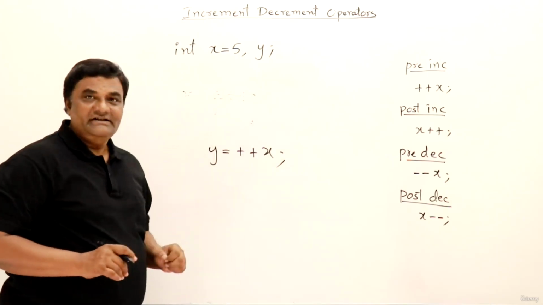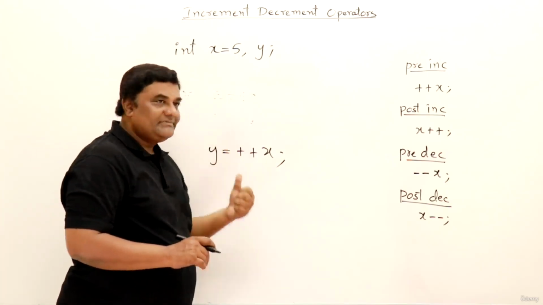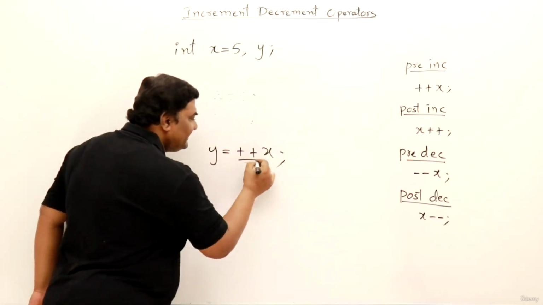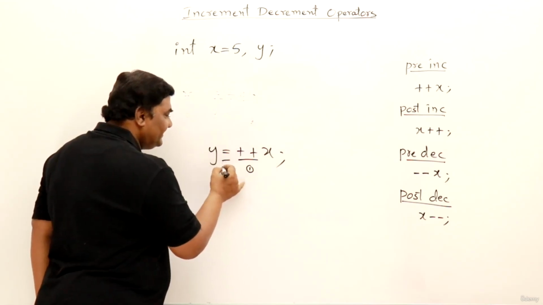There are two operations here. One is increment, other one is assignment. So which has to be done first? So first increment has to be done. This operation has to be done. Then second, this operation has to be done.